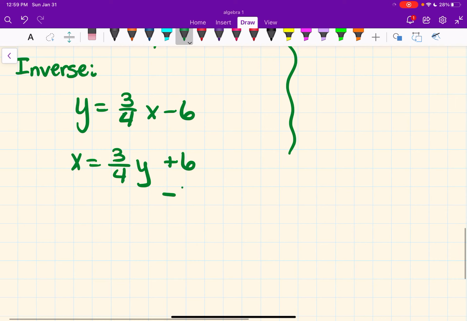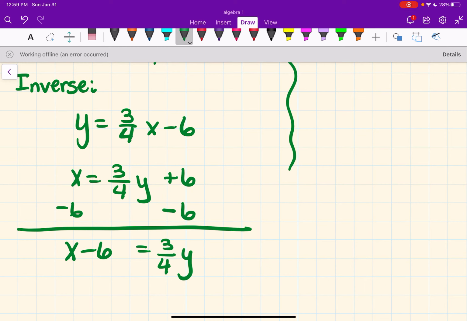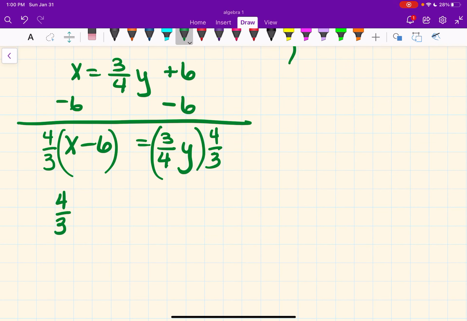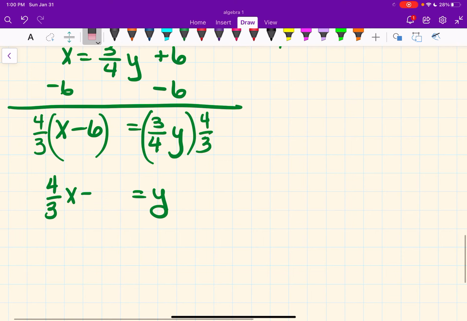Okay, so subtract 6, subtract 6. x minus 6 equals 3/4 y. You could do this a couple ways. You could multiply everything by 4 and then divide by 3, or you can do the reciprocal on both sides, which is faster, so that's what I'm going to do. You could do it in 2 steps or the reciprocal. So this is 4/3 x minus 24/3 equals y. But 24/3 equals 8, so I'm going to put 8 there.